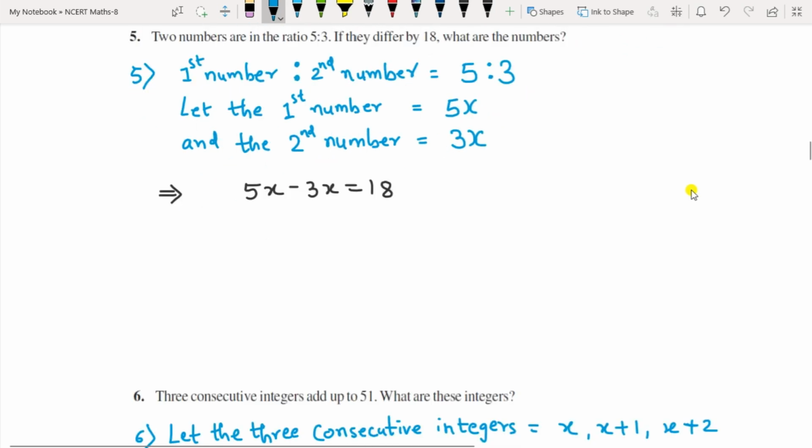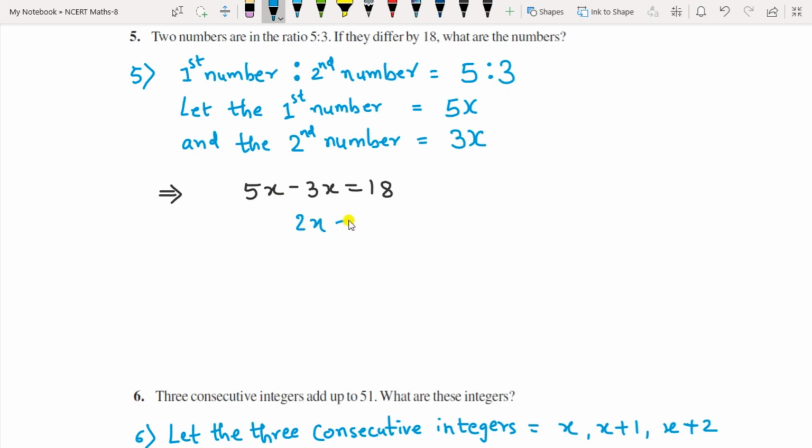Question number 5 is given as two numbers are in the ratio 5:3. They differ by 18. What are the numbers? So two numbers, that is first number and second number, are in the ratio 5:3. Whenever it is given in the ratio, you have to multiply it with x, then that becomes a separate number. So first number be 5x, second number be 3x. They differ by 18. So differ means minus.